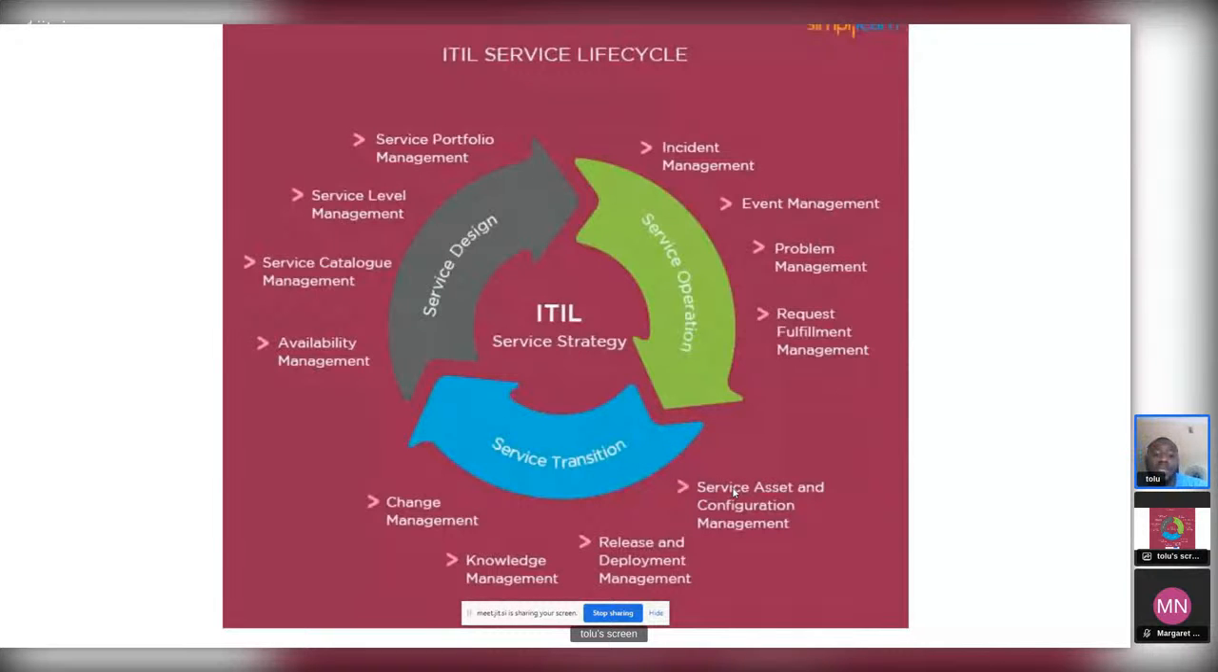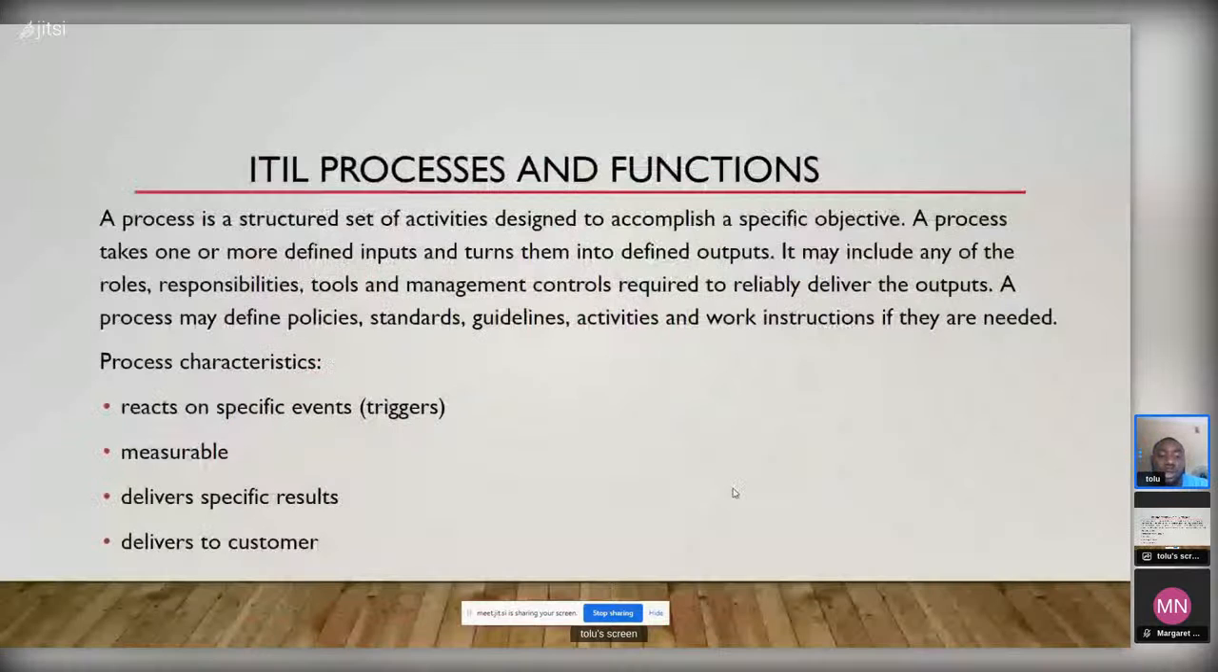IT process and function. A process is a structured set of activities designed to accomplish a specific objective. A process takes one or more defined inputs and turns them into defined outputs. That's what processes do. It takes an input. I want to do this, I want to do that, I want it to show my name, I want it to show my age, I want it to be able to tell time. Those are inputs.